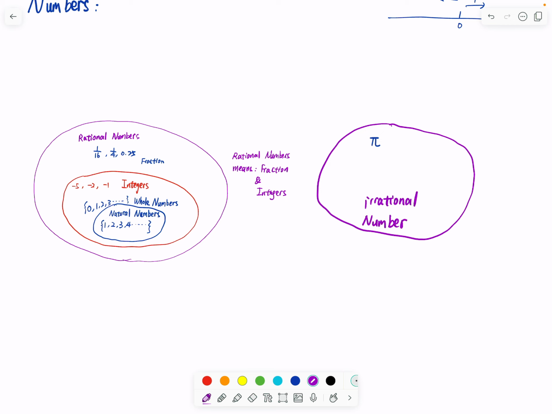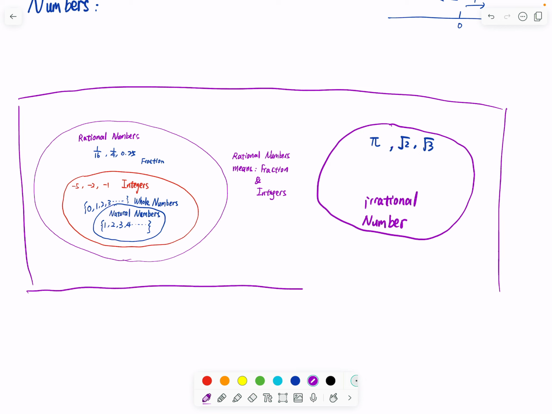A rational number. And after that, we also have some root numbers like root 2 or root 3, and we cannot write them in fraction form or integer form, so we just name them a kind of irrational number. So now in math, we call the whole thing the real numbers. Okay, so this is the classification of the numbers.